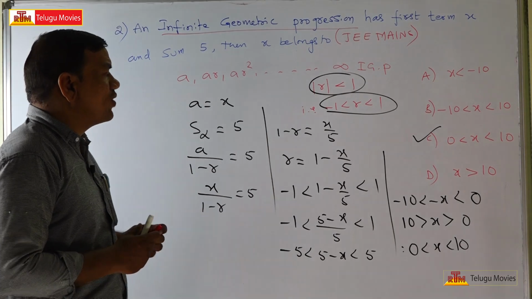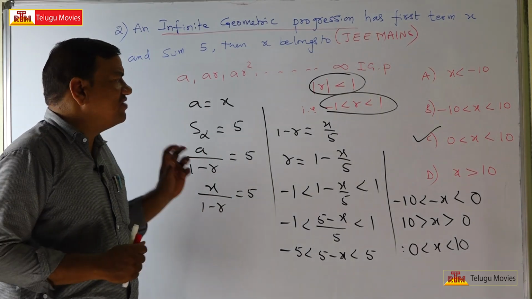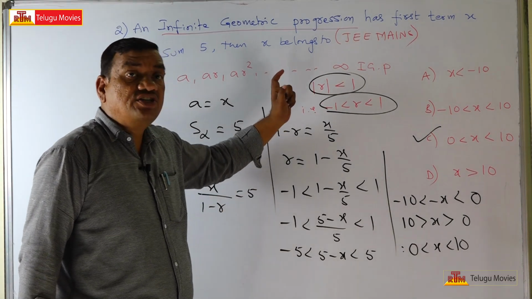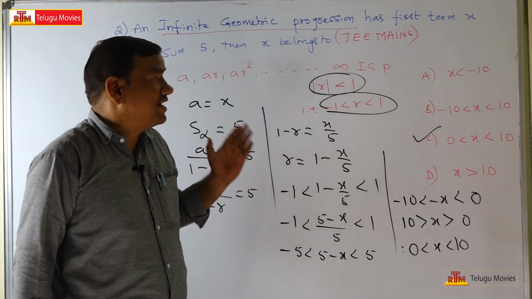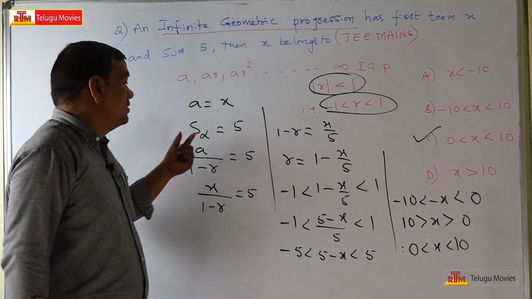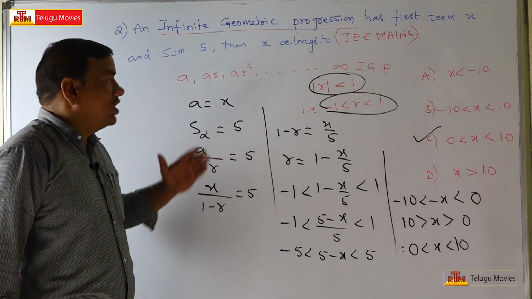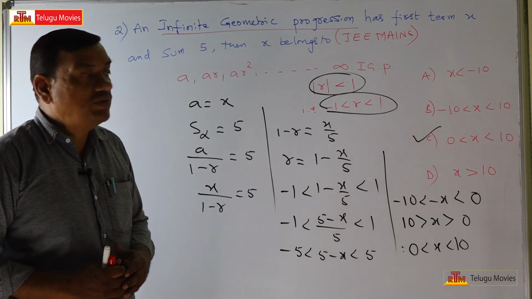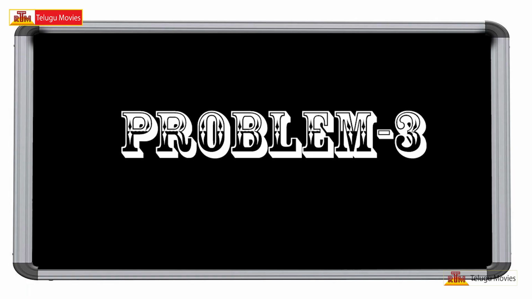Such types of problems are also given in the JEE Mains examination. It is a very, very easy one. The only thing you have to remember is that in an infinite geometric progression, the R value strictly lies between -1 and 1, and the sum to infinity formula is a upon 1 minus R. If you know these two concepts, the problem is very easy. I hope that you understand this solution. Let us go to the third problem.